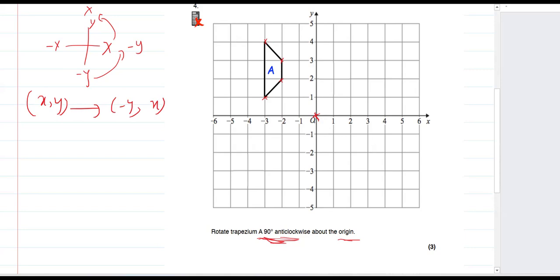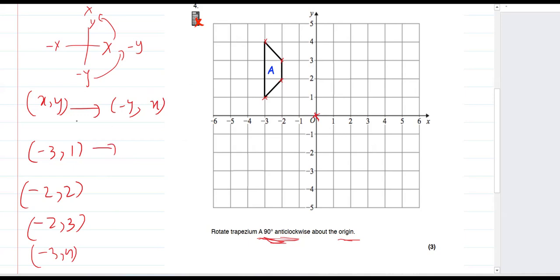Now, how will it work? From this point, how many steps? 1, 2, 3, and 1. So the coordinates of this point from the center are minus 3, 1. Now, the coordinates of this point from the center are minus 2, 2. The coordinates of this point from the center are minus 2, 3. And the coordinates of this point from the center are minus 3, 4. Yes, you can count even from the center, it will be this.